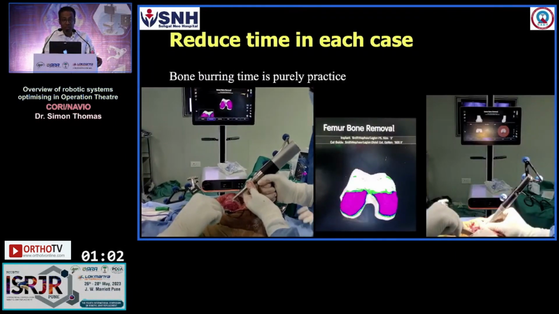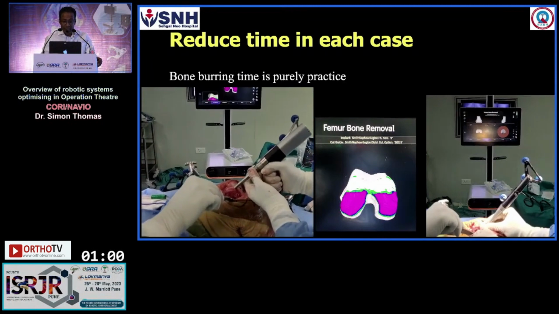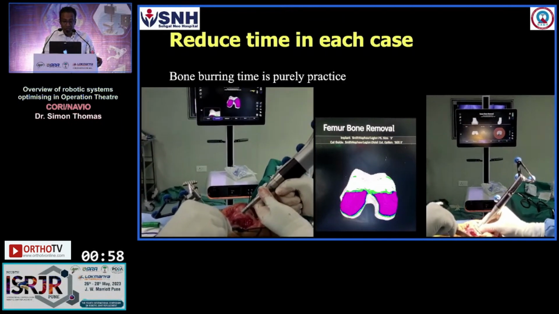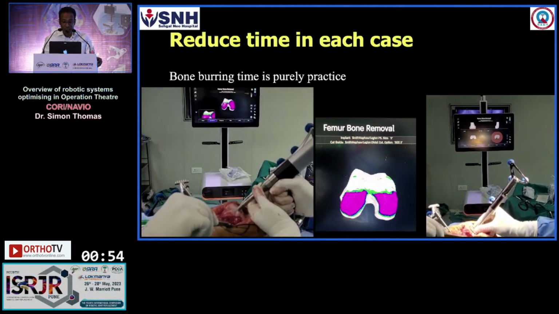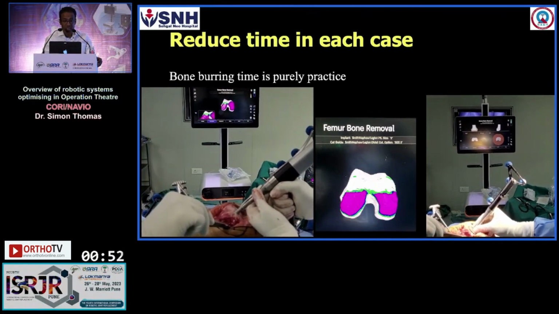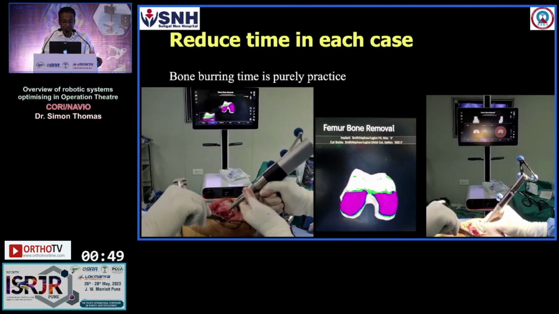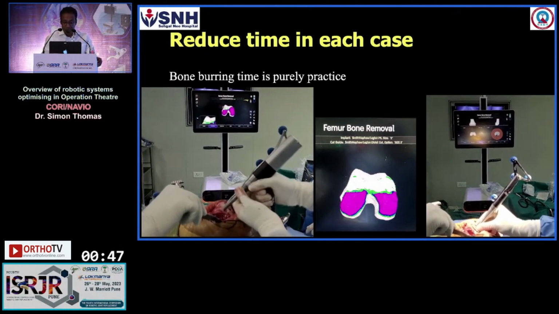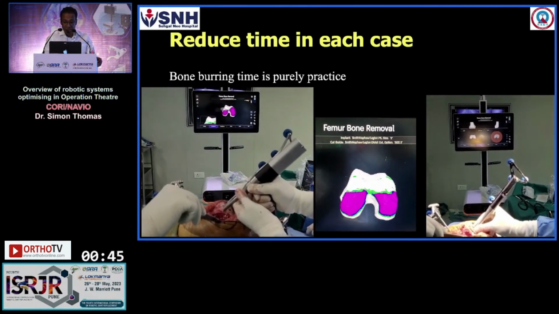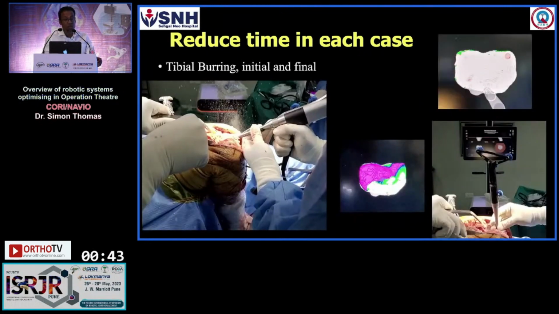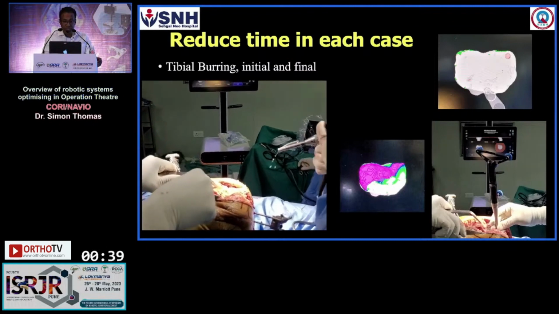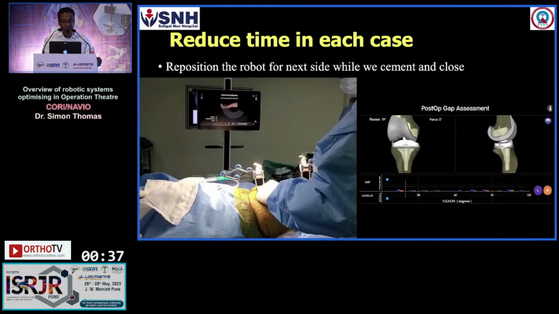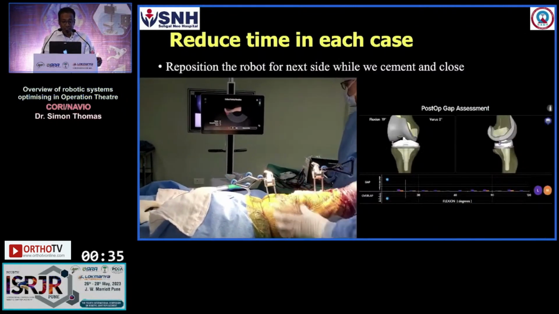Bone burring is purely practice. I'll not go into this. I think we are also now using the same. We burr the anterior part of the femur totally, and then use a saw, and we have all refined a hybrid sort of system, because when the list is very long, you have to cut down on time without compromising on any sort of accuracy. The tibia, I'll not go into it. It's the same.